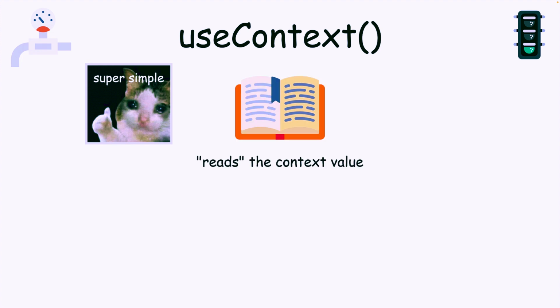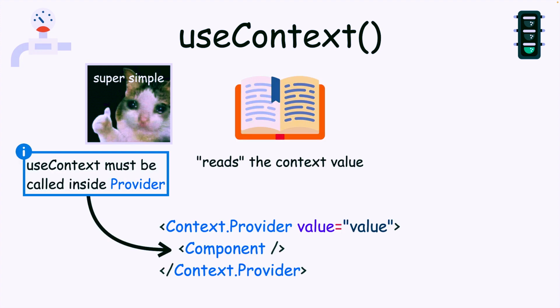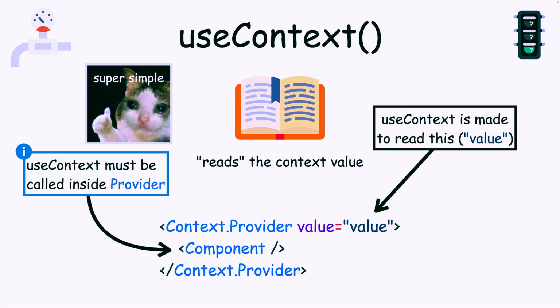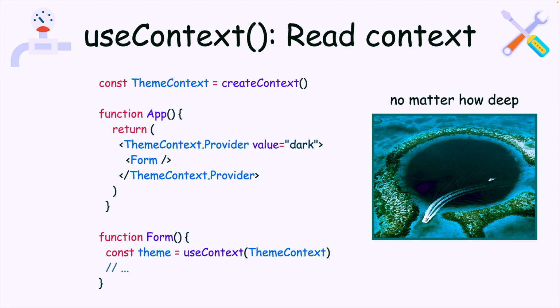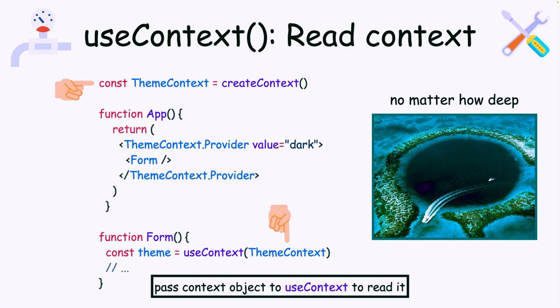There's one context hook called useContext, and it's really pretty simple. It can read context values, which means if a component is wrapped in a context provider, you can use this hook to read the value passed down on context. UseContext works in any component that's nested inside a provider, no matter how deep it is. To read the context value, you just need to pass the created context to useContext, and that's it.